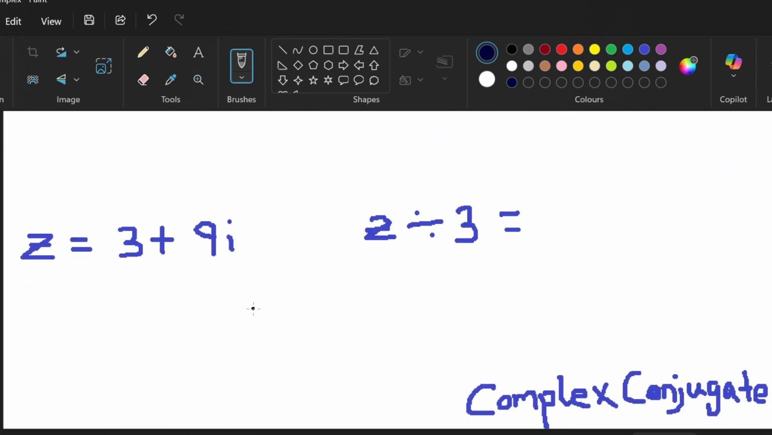Two cases for division of a complex number. In this case here, the first case, I have a complex number divided by a real number.